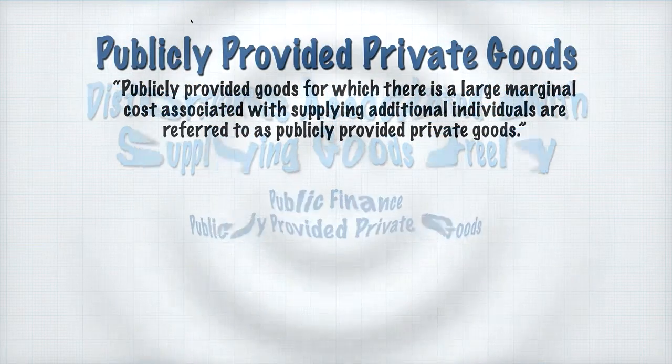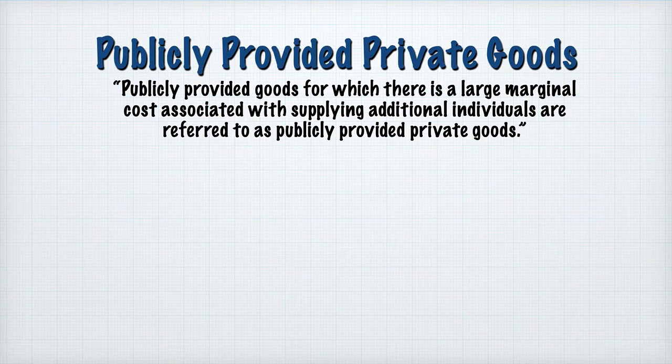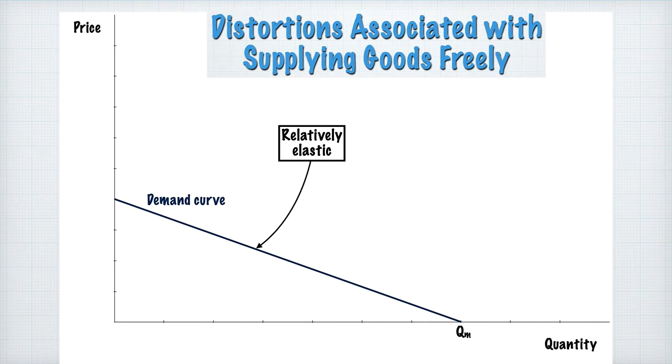And it's good to probably review what is meant by a publicly provided private good. So publicly provided goods for which there is a large marginal cost associated with supplying additional individuals are referred to as publicly provided private goods. So realize that the fact that these goods are publicly provided and there's a large marginal cost associated with supplying additional individuals. So what I want to do is illustrate the different distortions associated with supplying goods freely in particular.